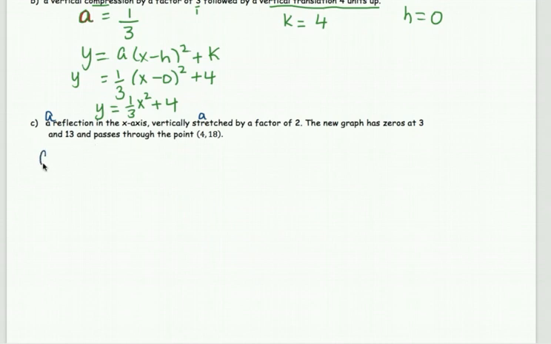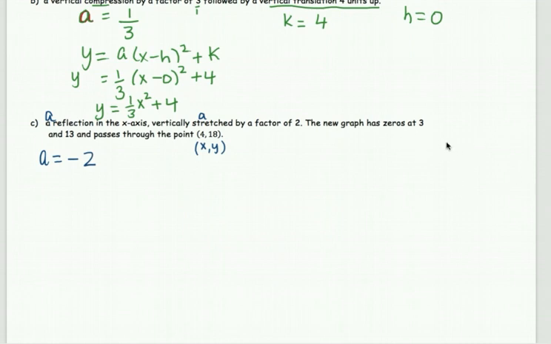So for now, we know there's been a reflection. So that means it has to be negative. And a vertical stretch by a factor of 2. So we know it's just use whatever number you see there too. Okay, you're not going to flip it. So we know that there's a point, x and y, so we're going to call this one x and y. And then the new graph has zeros at 3 and 13.